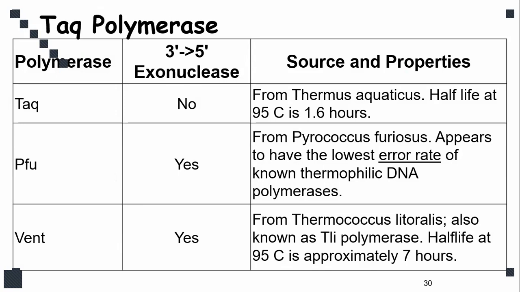And then for PFU, you have from Pyrococcus furiosus, which appears to have the lowest error rate for non-thermophilic DNA polymerases. And for Vent, from Thermococcus litoralis, also known as Tli polymerase, the half-life is actually 7 hours. So these are the enzymes.